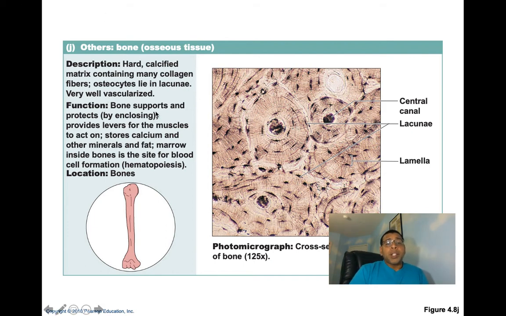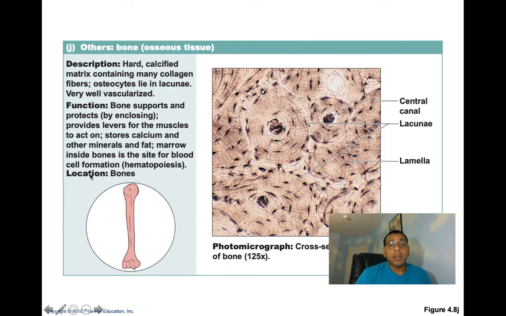Now, when we talk function, bone supports and also protects. Bone also provides levers for our muscles to act on and allow for movement to occur. It stores calcium, besides other minerals, and also fat is stored within bone. Marrow inside bone is the site for blood cell formation. The scientific term for blood cell formation is hematopoiesis.